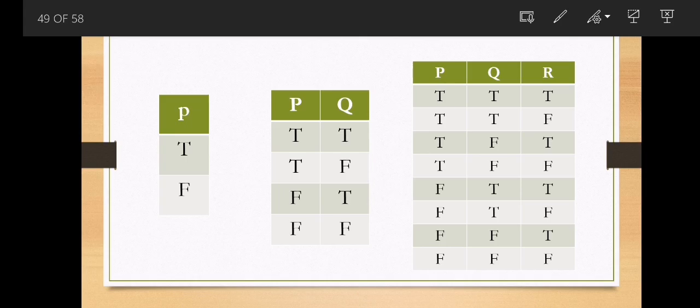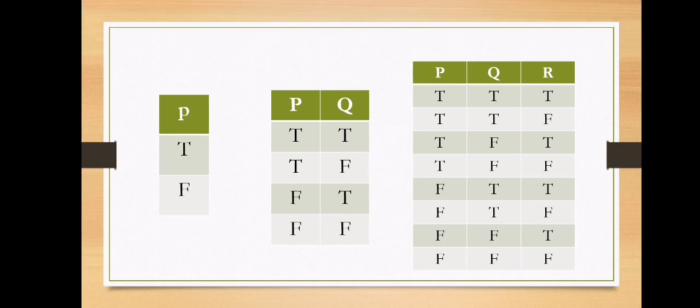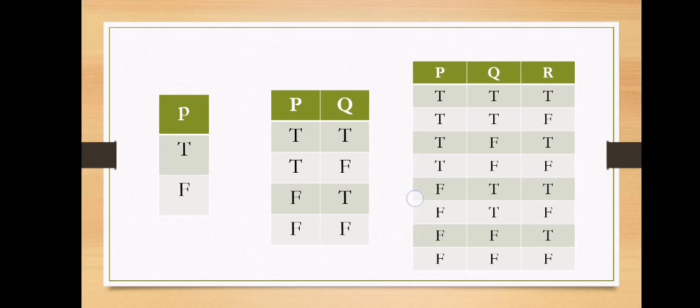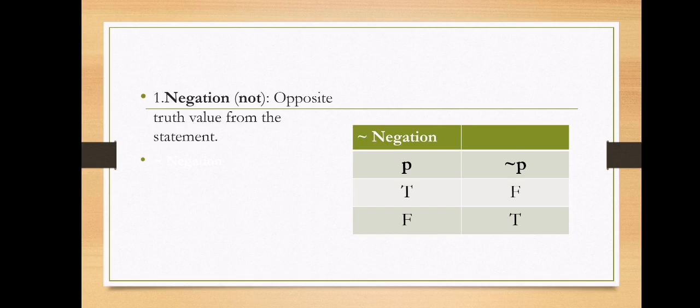If our letter or our hypothesis and conclusion is only 2, lalagay lang tayo ng 4 rows. And then, if 3 naman, lalagay tayo ng 8. So, negation or not, opposite truth values from the statement. So, ito nga, negation, ine-negate lang natin yung hypothesis or yung conclusion.